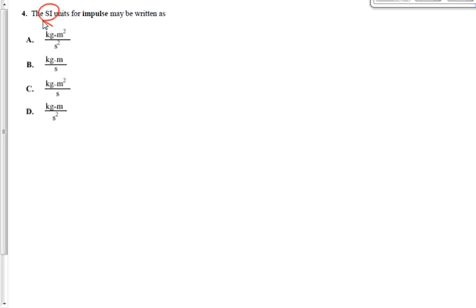The standard metric units for impulse. We could go F times T gives us Newton seconds. We could go M times delta V. That would be kilograms meters per second. Are either one of those there? Answer would be B, right? Good? All right. Perfect timing.